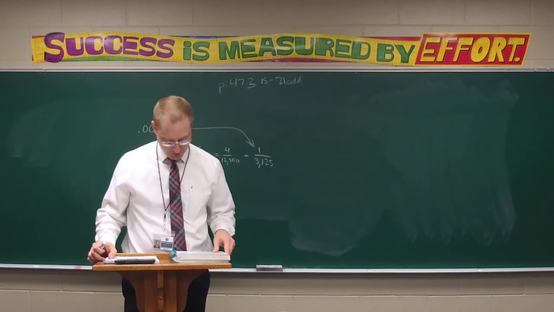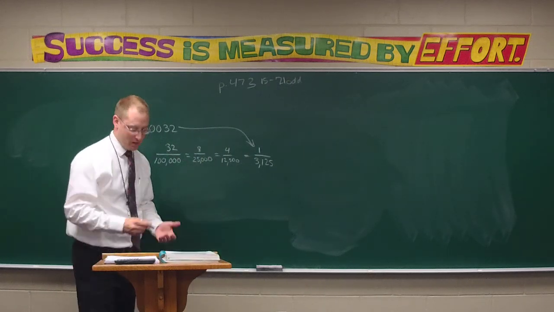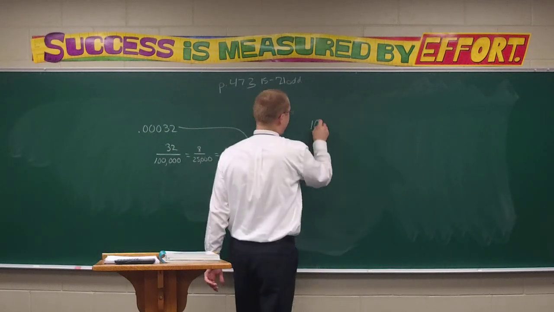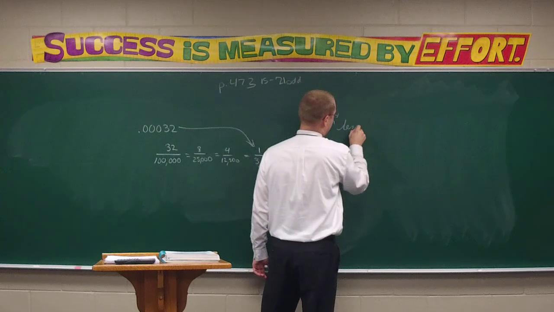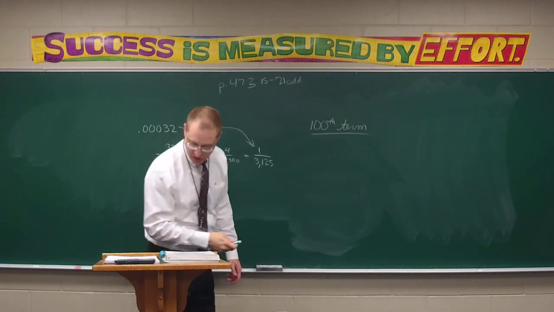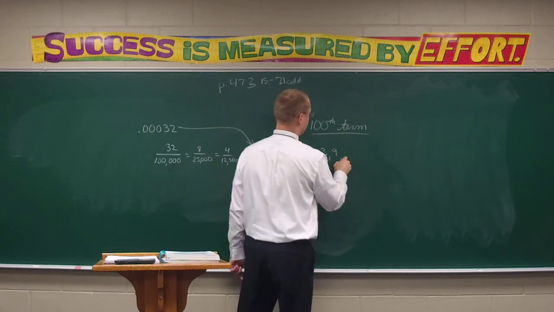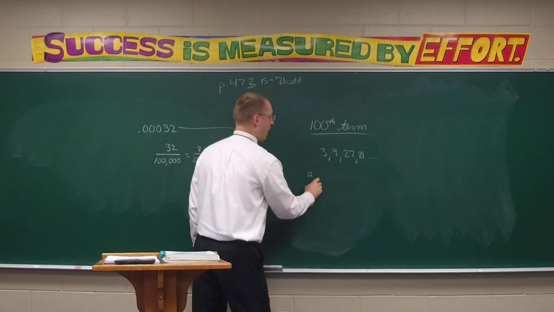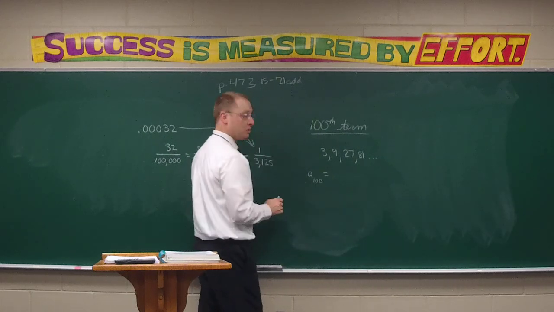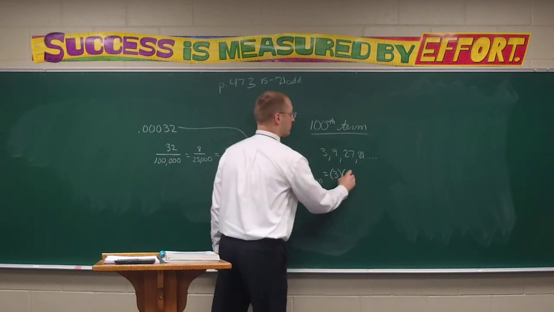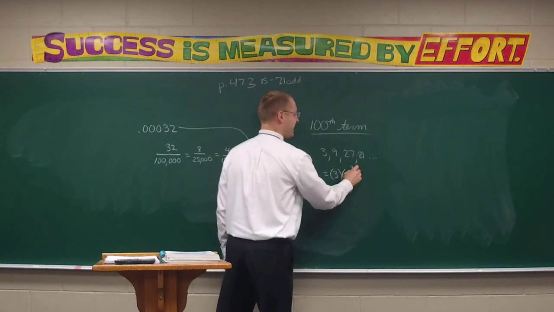Similarly, something like number 14. Let's take a look at that, shall we? Number 14. Let's do it together. We want the 100th term of the sequence 3, 9, 27, 81. So we're going to plug in a sub 100 is equal to a sub 1, which is 3, times 3, the r, to the 99th power.